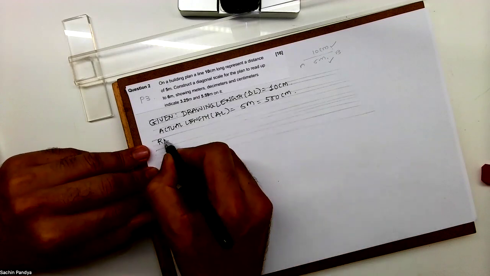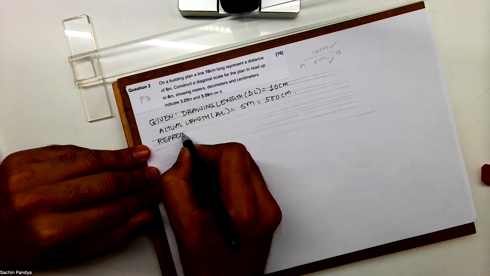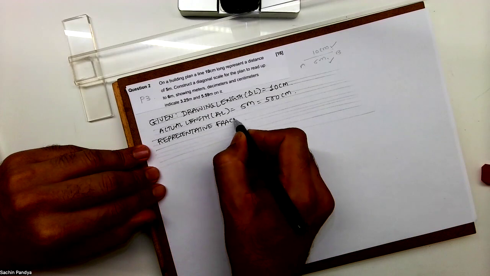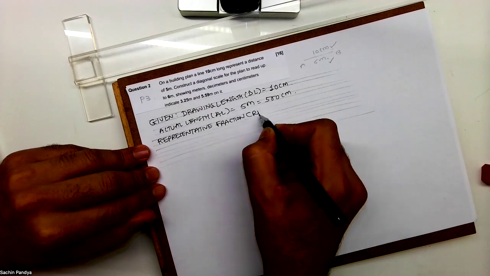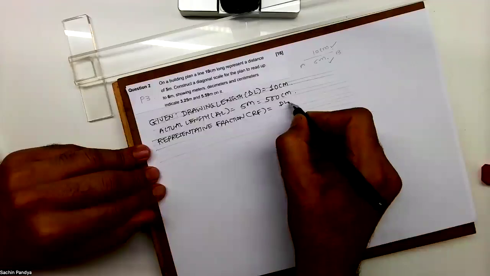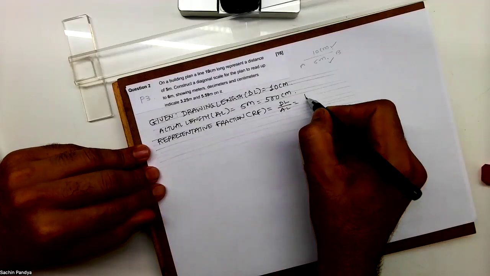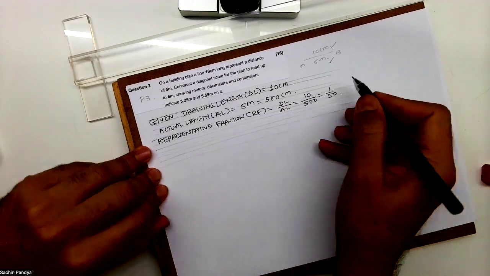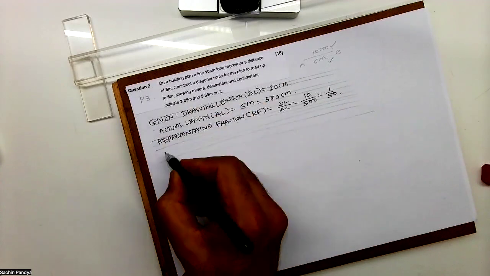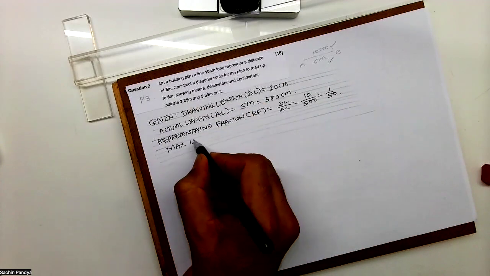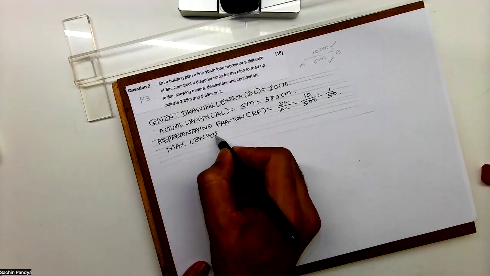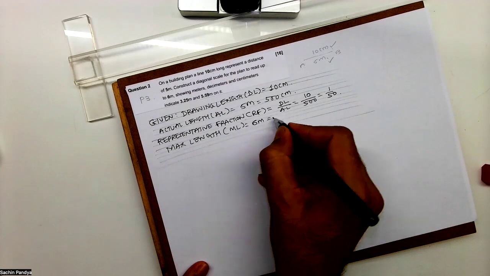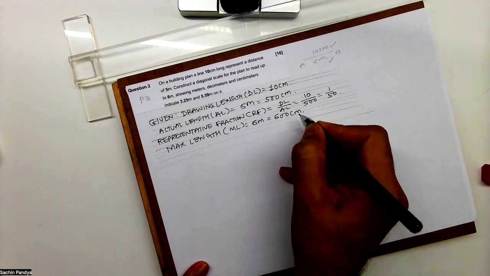So we know representative fraction. What is representative fraction? RF. RF is what? Drawing length upon actual length. So how much is drawing length? 10. How much is actual length? 500. So this is 1 upon 50. That is RF. To read up to 6 meters. What is 6 meter? Max length. So maximum length is how much? 6 meter. So it would be 600 centimeter.